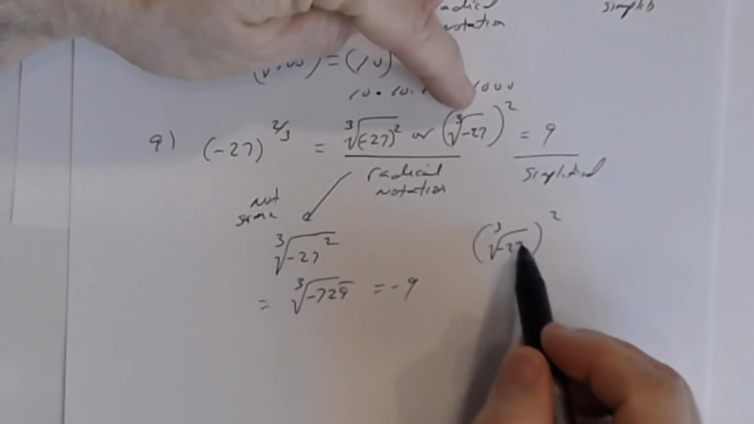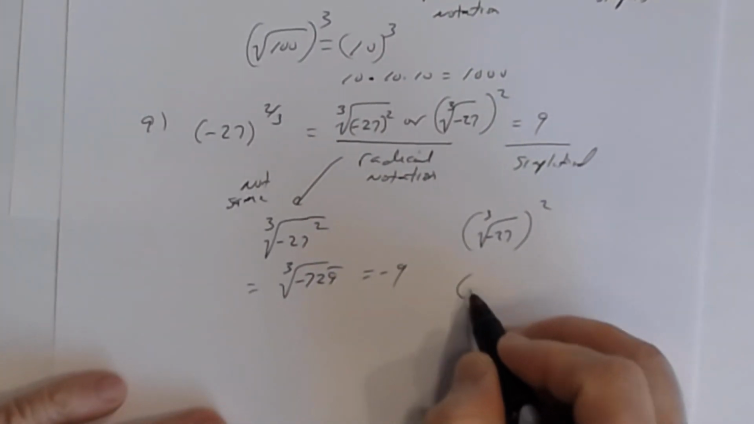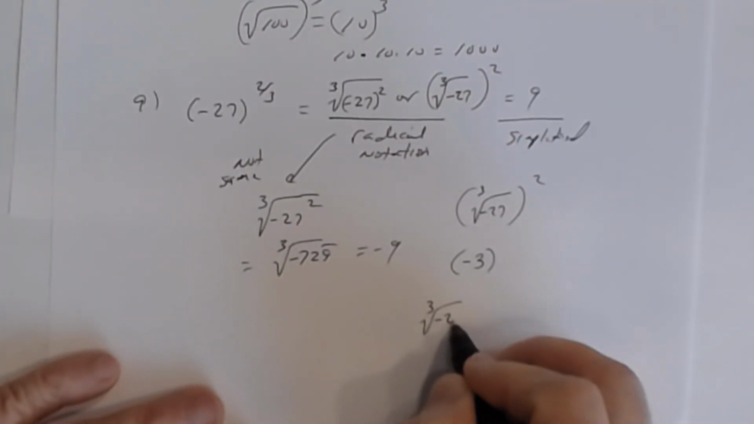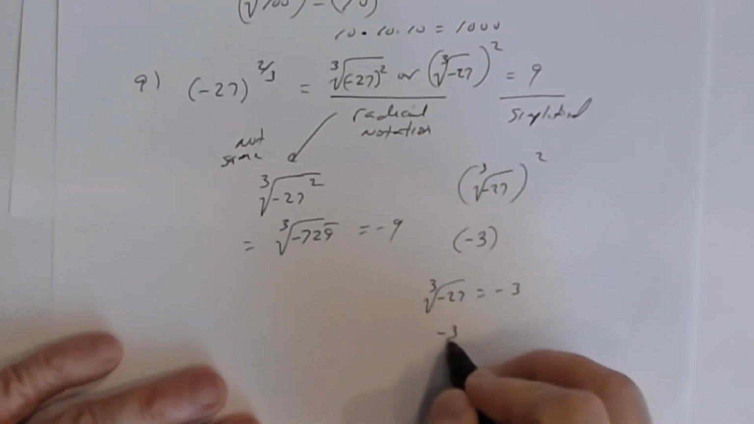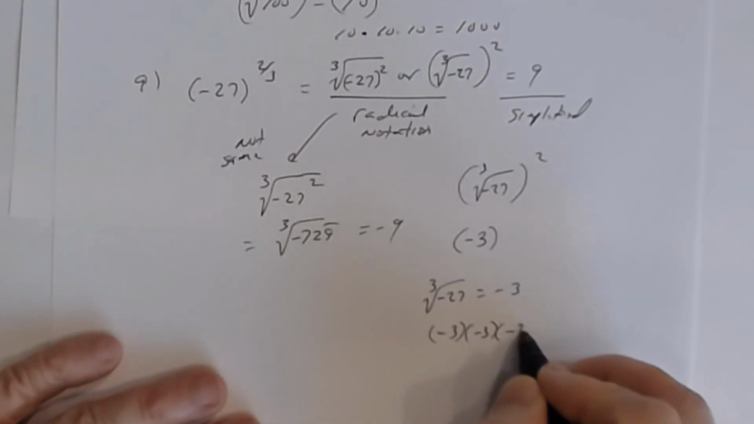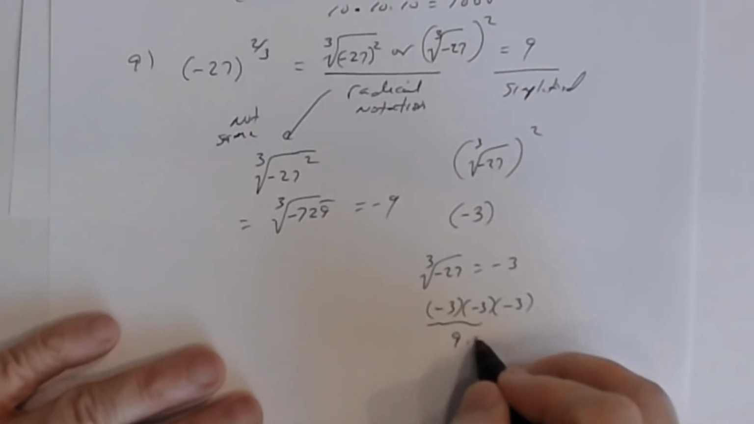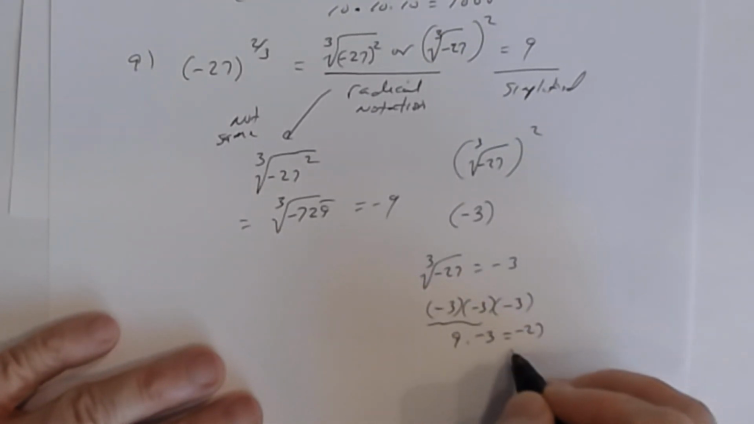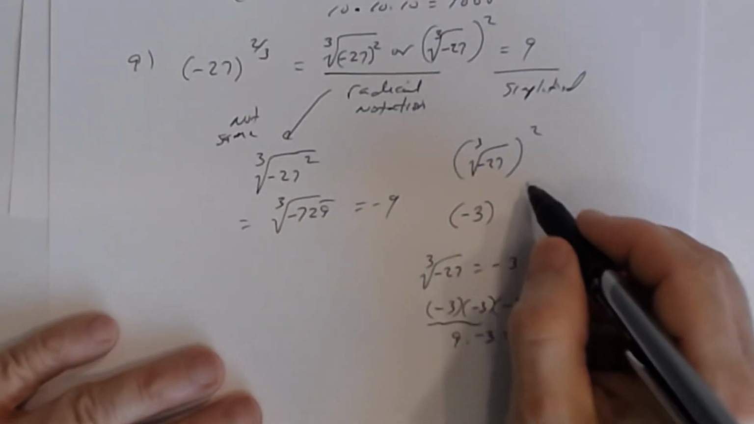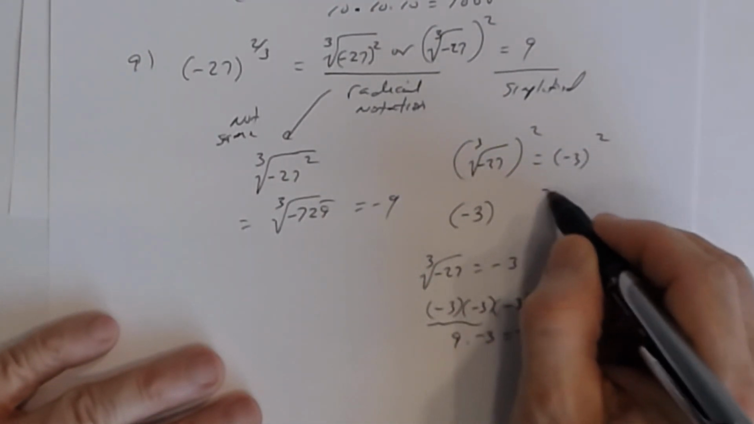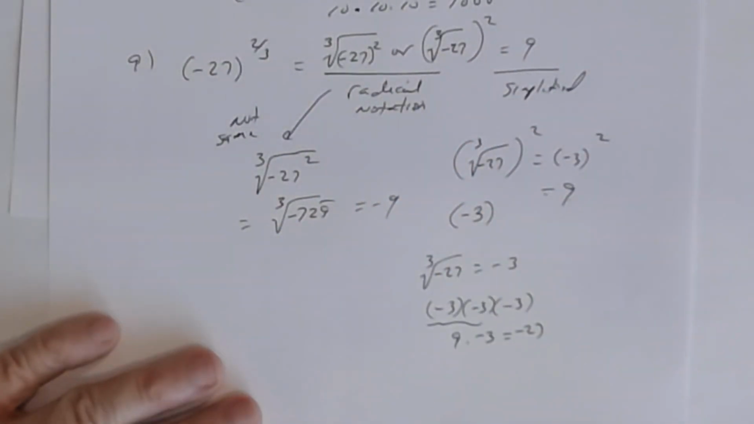We all know what the cube root of negative 27 is. The cube root of negative 27 is negative 3, because negative 3 times negative 3 is 9, and 9 times negative 3 is negative 27. That's what this is. So that's negative 3. But I'm squaring it, and negative 3 times itself is a positive 9, and that's what you see here.